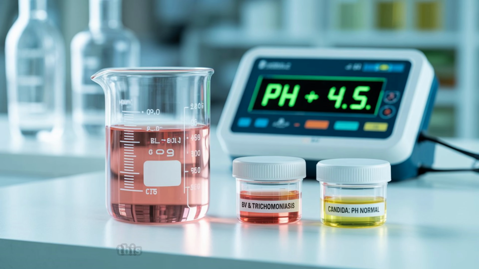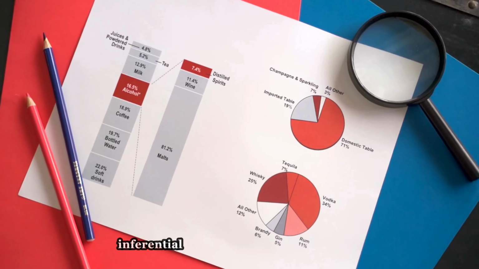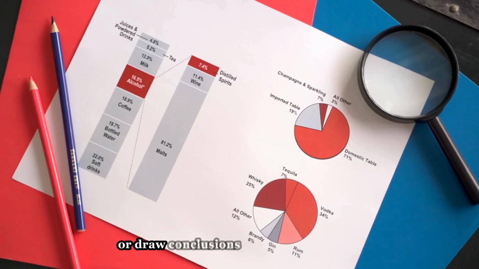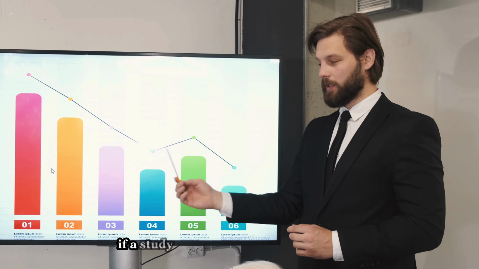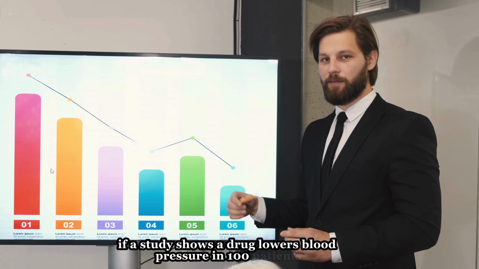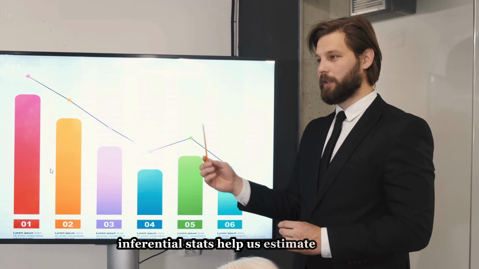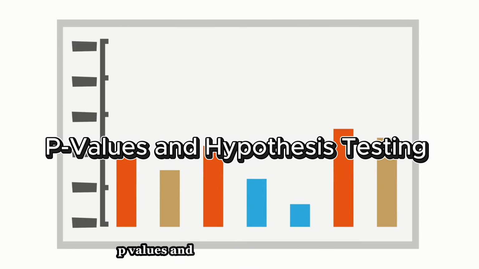Inferential statistics. This is where the magic happens. Inferential stats let us make predictions or draw conclusions about a larger population based on a sample. For instance, if a study shows a drug lowers blood pressure in 100 patients, inferential stats help us estimate its effect on millions.